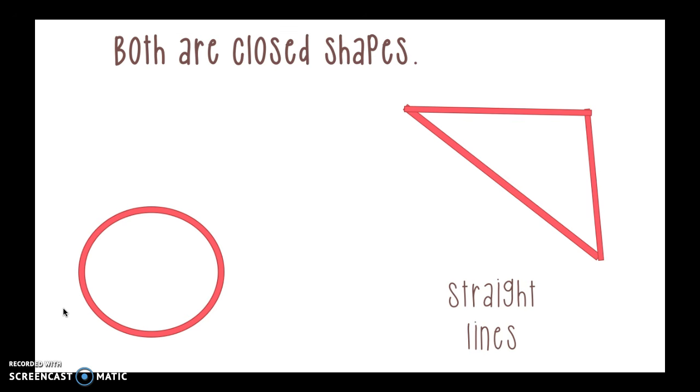Good job. Well, if the triangle has straight lines, that must mean the circle has curvy lines. Curvy lines are super fun because they go right round and round, or they wiggle wobble all over the place. Go ahead and slide your finger around the curvy line of the circle. Oh, good. So even though they're both closed shapes, that's one attribute they have in common. They're different because their lines are straight or curvy. Let's keep going. We're doing great.